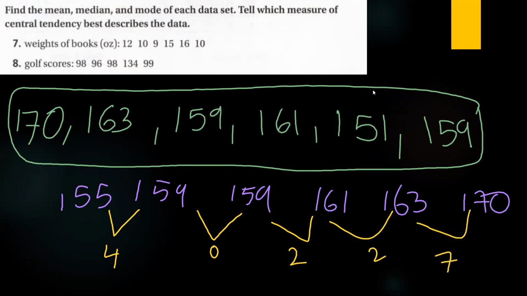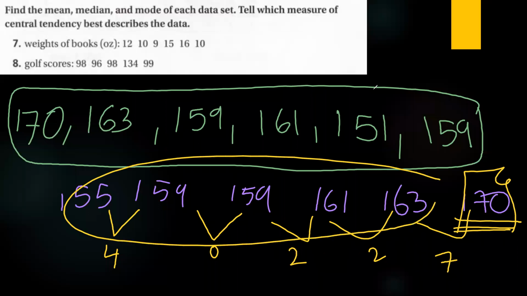Now look how the height measure for this one is very far from the others. So I will say that this is the outlier. And actually, I am the outlier because I am not a student in grade 8, but I added my height to your data. This is the meaning of outlier.